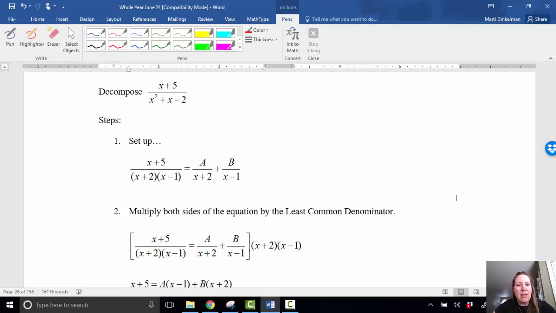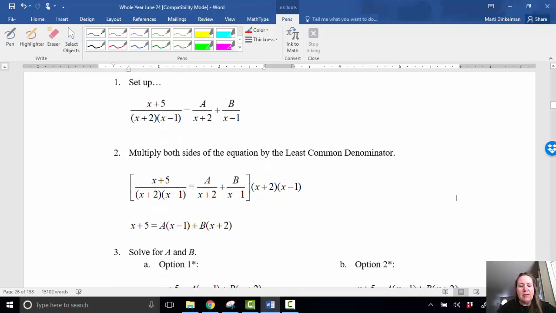So we split it up with an A over one of the factors and a B over the other. And then our second step is we're going to multiply by the least common denominator. And I'm going to show you in action what that does for us. So right here on this part, all of these will cancel. Kind of think of cross canceling here. So you can see we end up with just an x plus 5 on the left hand side.